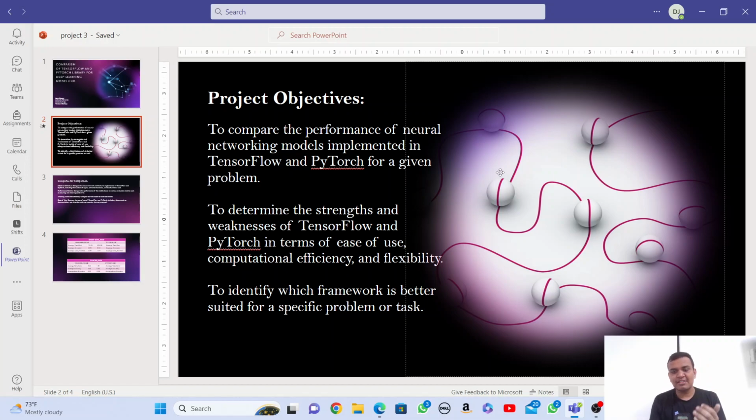The problem here is we have two data sets, the first is MNIST, which is used as the reference database for artificial neural networks training and testing, and the other one is the ready database of the cancer data. So we're gonna determine the strengths and weaknesses of TensorFlow and PyTorch in terms of ease of use, computational efficiency, and the flexibility they are offering. And we will also determine which framework is better suited for the specific problem or task.